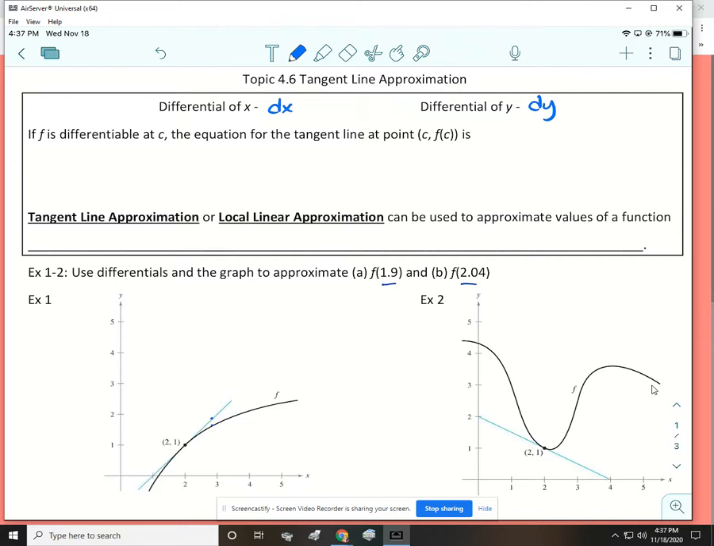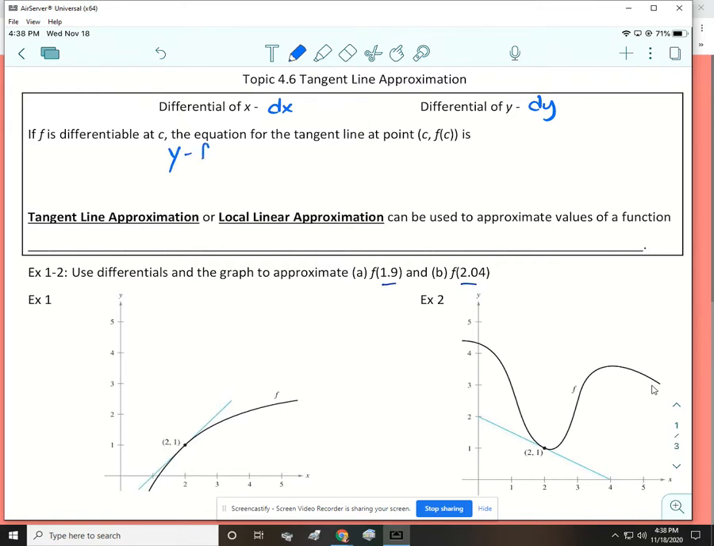And so what we're going to do today is use the tangent line to approximate the value of a function when we don't know the equation of the function. So we can just use a tangent line that will give you something close to what the value of the function is. So if f is differentiable at c, the equation for the tangent line at point c, f of c, is, and it's just kind of a fancier way of doing a point slope.